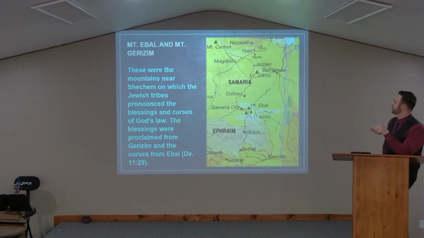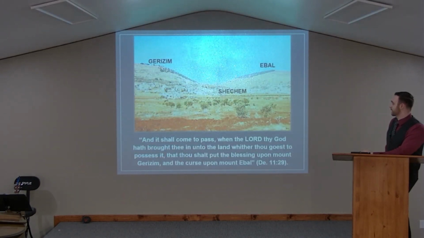We're getting close. We have Mount Ebal and Mount Gerizim. These were 2 mountains near Shechem, right here. Just to orient you guys, we have Nazareth way up here, so we're talking quite a bit more further south. These are the mountains where the Jewish tribes pronounced their blessings and curses. Here's what they looked like. Here's Shechem, the city. We have Gerizim and Ebal, and I actually read an interesting account of some guys that got up there and started yelling back and forth to see if they could hear each other, and they could.